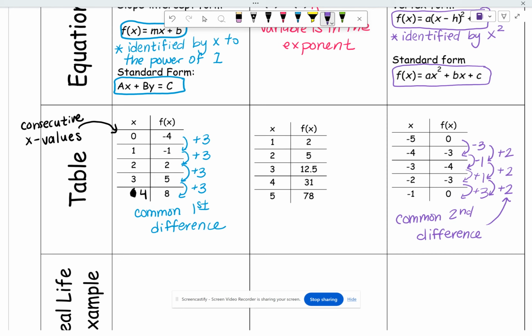So I'm gonna give you a bunch of tables. You're gonna find the common first difference. If it's the same number, yes, good, it's linear. If it's not, try the second difference. If it's the same number, great, it's quadratic. If it's not, then it's gonna be either exponential or none of the above. So how do I identify exponentials?